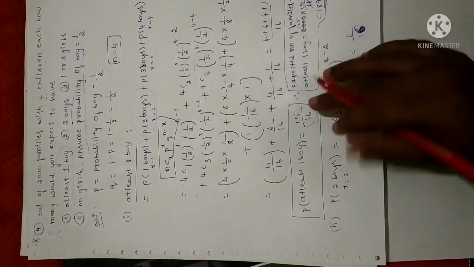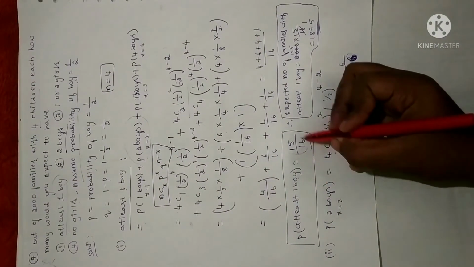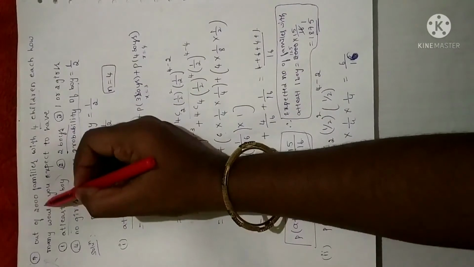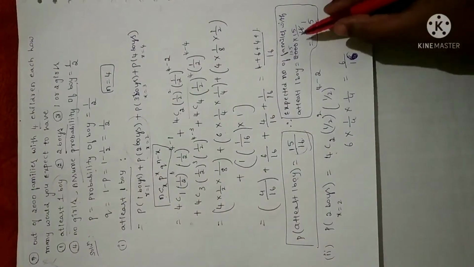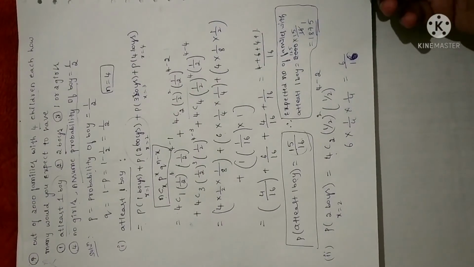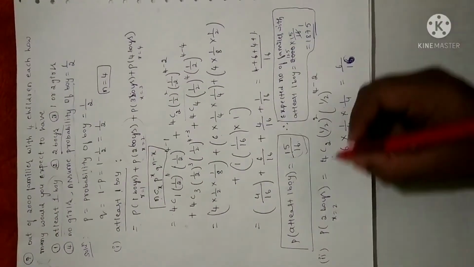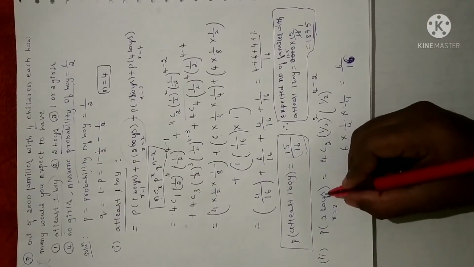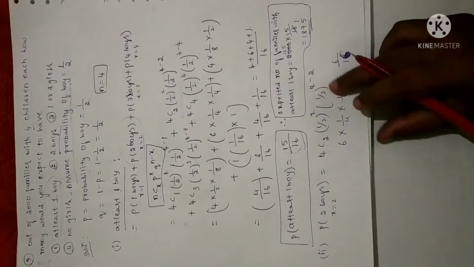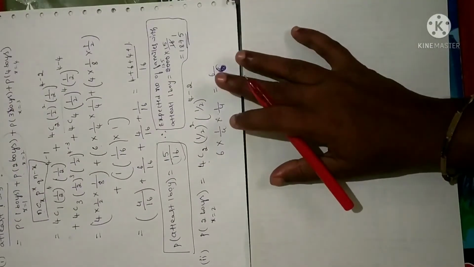Remember why? Because we have calculated probability with reference to only one family. But it is given that out of 2000 families, so we are multiplying. For 1 family you multiply 1, for 2 families you are going to multiply 2, for 3 families you are going to multiply 3, for 2000 families we are going to multiply it with 2000. Similarly here also, probability of getting 2 boys is 6 by 16. Therefore we have to calculate expected number of families with 2 boys.